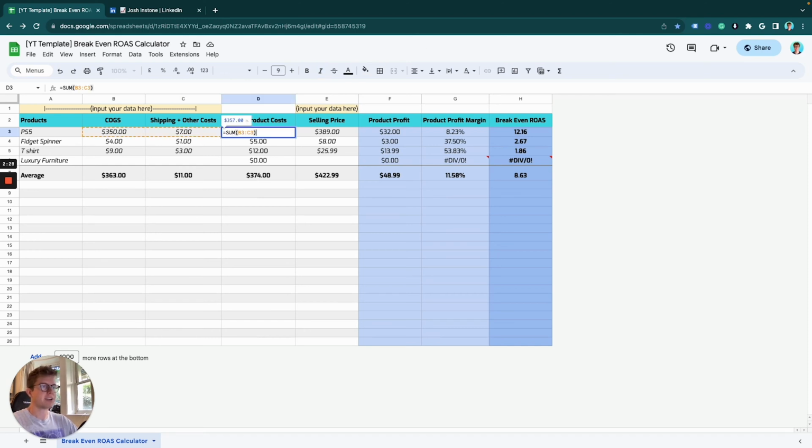So that makes $355 total product costs, and then that is sold for $398, which gives you a product profit of only $32 and a product profit margin of 8.23%, which is pretty terrible. Not good for advertising on Google Ads. So what this means is you need to have a break-even ROAS of 12.16 in order to not waste any money on Google Ads. Now, realistically, are you going to achieve that on Google Ads? No. So I would recommend excluding products like this from your Google Ads listings for sure. Okay, it's just not worth it.